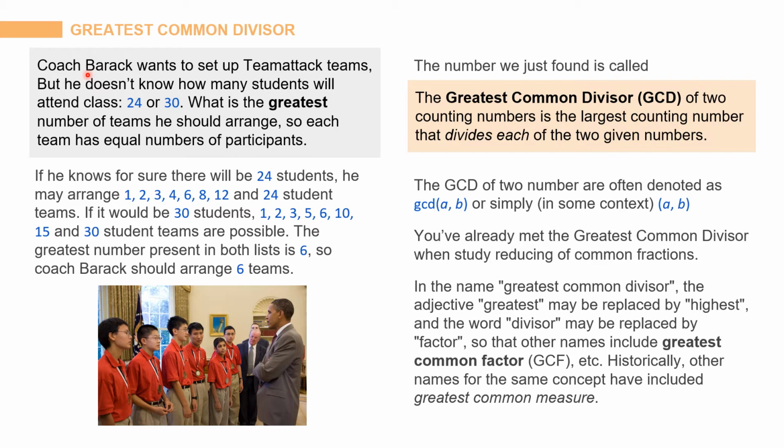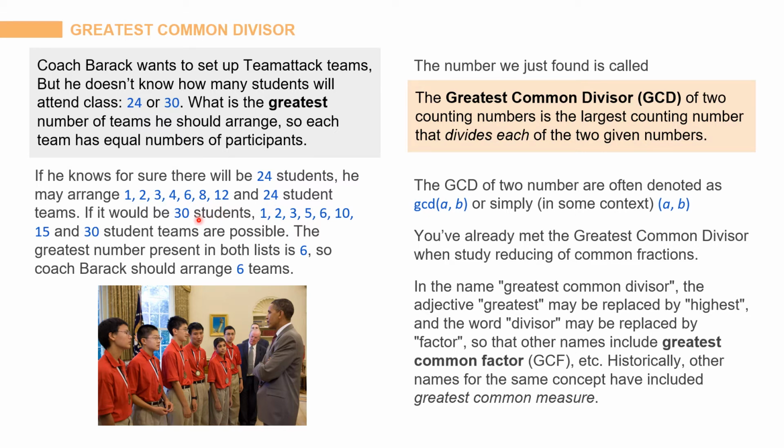What is the greatest number of teams he can arrange so that each team is guaranteed to have an even number of participants? So the same number of participants on each team. He knows for sure there'll be 24 students. He could arrange them into teams of 1, 2, 3, 4, 6, 8, 12, or 24 student teams.